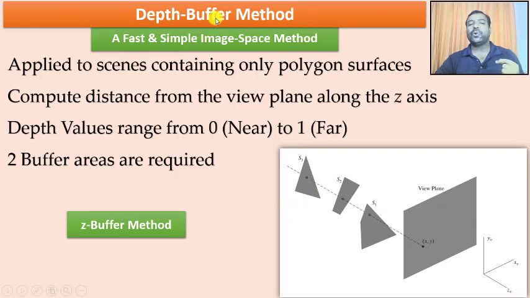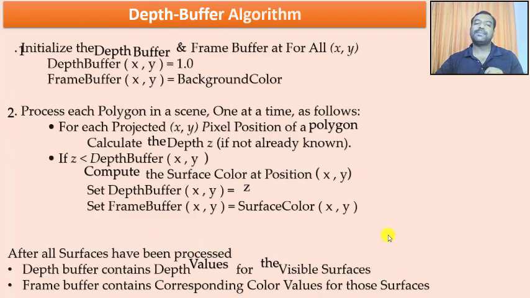Whenever you want to implement the depth buffer, we need two buffers. One buffer acts as the color buffer, where we load the colors, and the second buffer contains the depth values which we compute in the form of distance. So one buffer will hold the color and the other buffer will hold the depth values. Hence we even call this the Z buffer method. The depth buffer method is also called the Z buffer method because the distance we compute is along the Z axis.